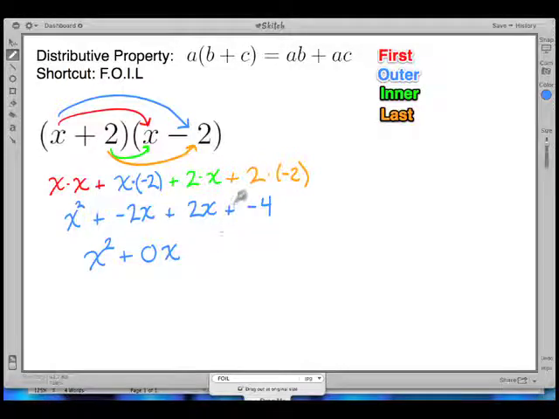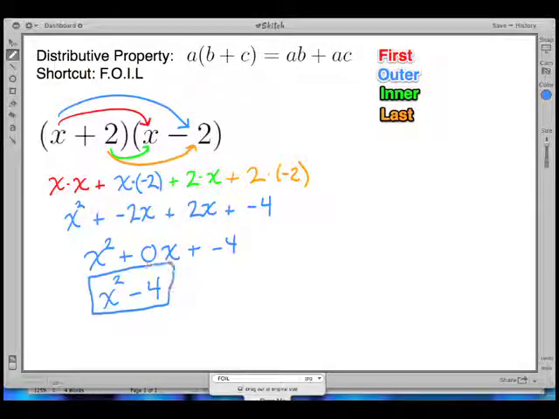So we have 0 x's. Plus negative 4, and there's no other number that doesn't have an x next to it, so we can leave that plus negative 4. And now our final simplification, since there are 0 x's, we don't have to write that anymore. Plus negative 4, remember we like to write that just as minus 4. And so our simplified expanded form using the FOIL method is x squared minus 4.